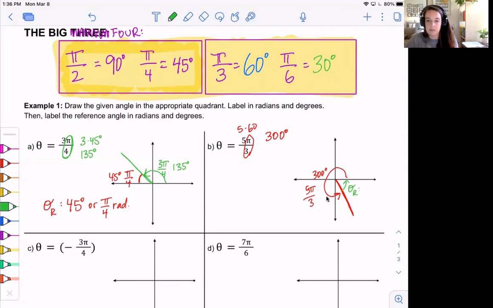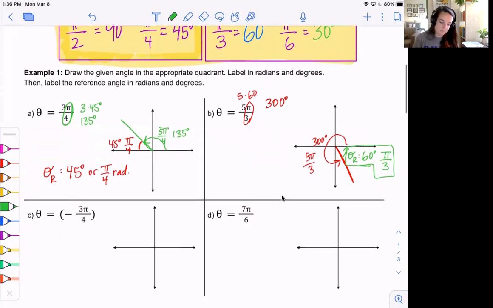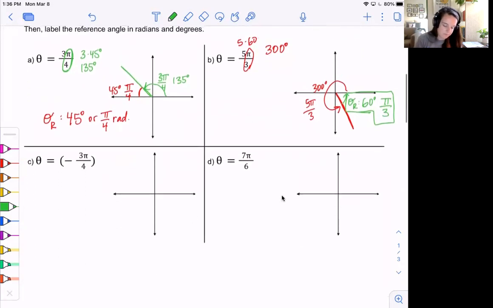So straight to the x-axis, this would be my reference angle. If you think about how much further I would need to go to get to 360, it would be 60 degrees, which I know is 180 divided by 3. So I'd have pi over 3. Right, so I have my reference angle here, and I have my angle drawn in the correct quadrant with the degrees and the radians. Right, so here we're just getting a viewpoint for the relationship between radians and degrees. Let's go ahead and take a look at this one.